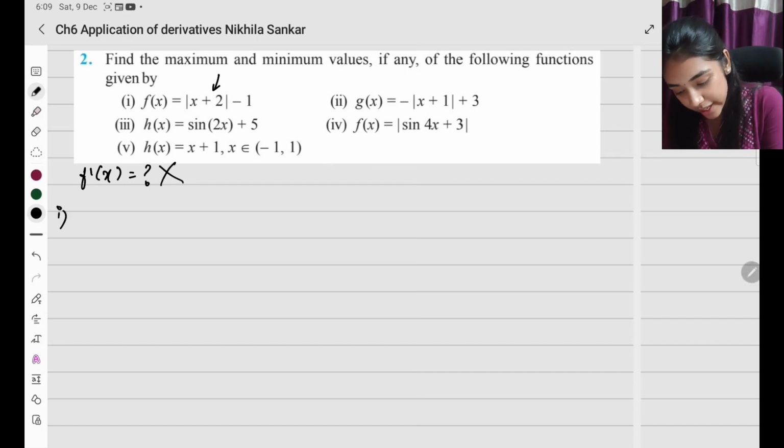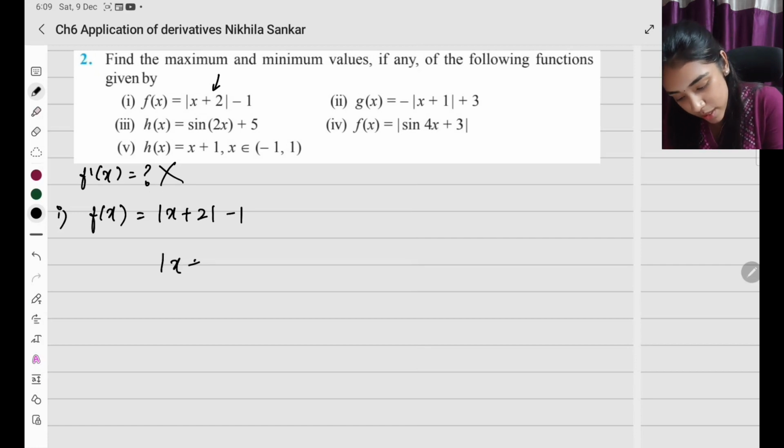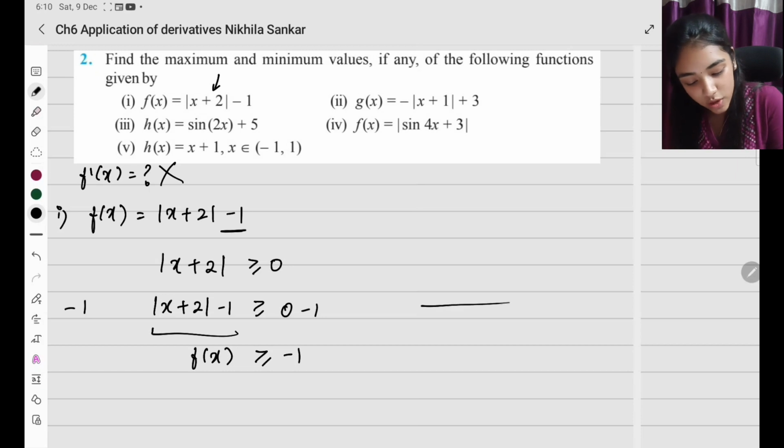So the method I have is going to be first f of x equals mod of x plus 2 minus 1. I know that the mod function is always going to be positive. So first step, mod of x plus 2 is going to be greater than or equal to 0. And in the question I have a minus 1. So I'm going to subtract 1 on both sides. So I have mod of x plus 2 minus 1 greater than or equal to, the inequality stays the same, 0 minus 1. And on the left hand side this is going to be my f of x greater than or equal to minus 1.